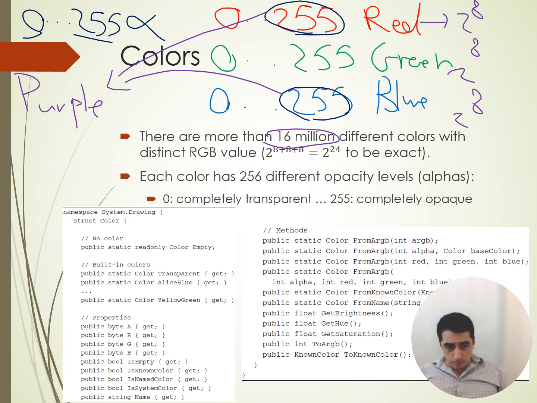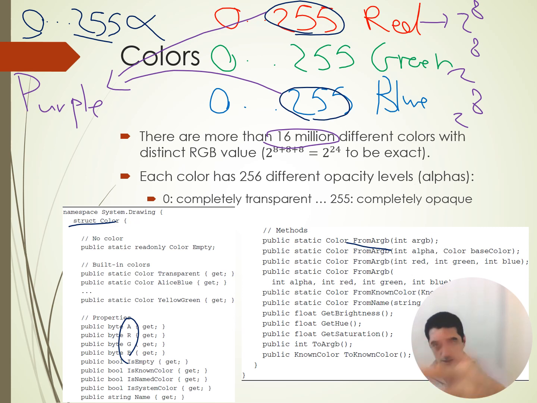The actual C# code looks like this. We have a structure Color in the namespace System.Drawing, and as you see, it has all the 4 elements. A stands for alpha, R stands for red, G stands for green, B stands for blue, and it has some other methods as well, right? As you see, you can create a color using ARGB.